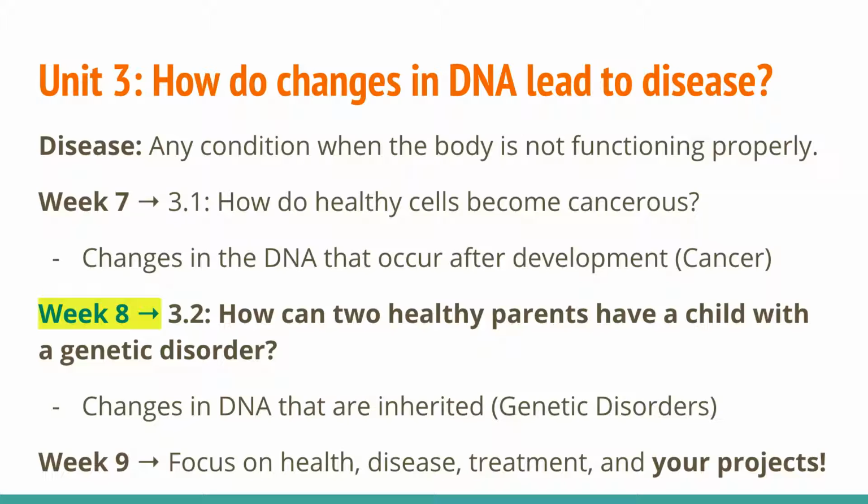This week, focusing on how can two healthy parents have a child with a genetic disorder. What we are discussing is changes in DNA that are inherited, so genetic disorders. So that means during the process of the development of everything. So last week was after development of cells and everything. This week is during the development of different cells. The next week is our last week, and we're going to focus on health, disease, and treatment, as well as your project.